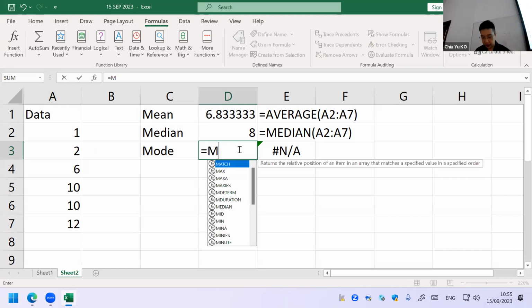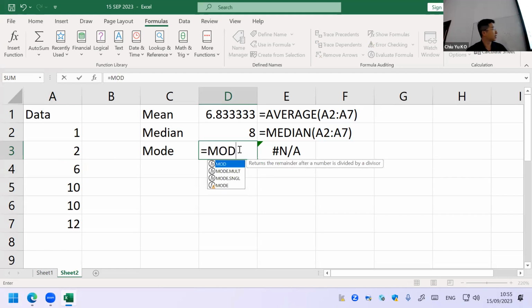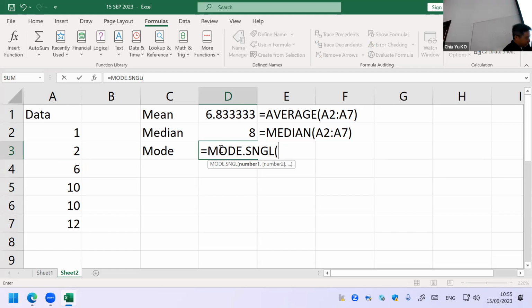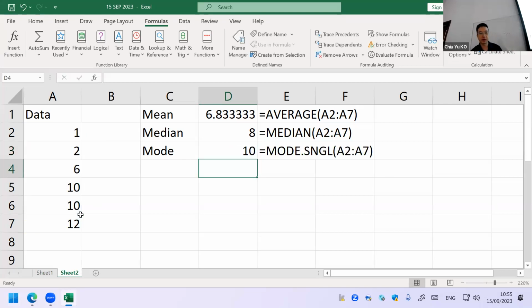For single mode, the function is just MODE. You can see the multiple and single. I'm not going to talk about those, but we focus on the single case. If you're interested, you can figure that out. It's single mode. In this case, we apply it because we obviously have one value that appears most. So I just click and drag, and do this, and it gives me 10. Okay, so we have mean, median, mode.